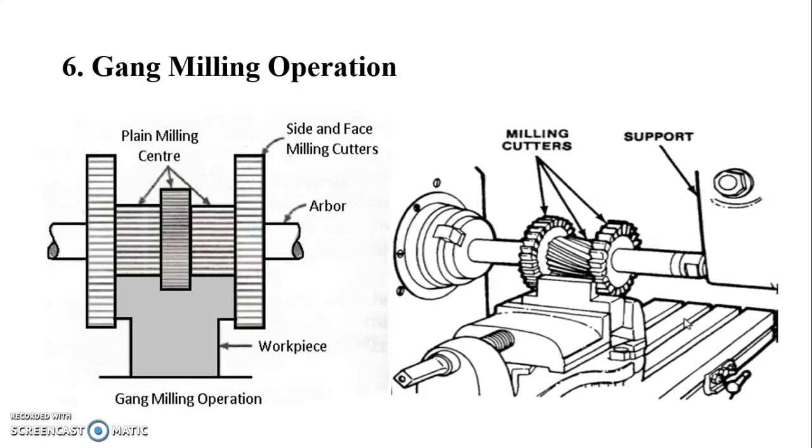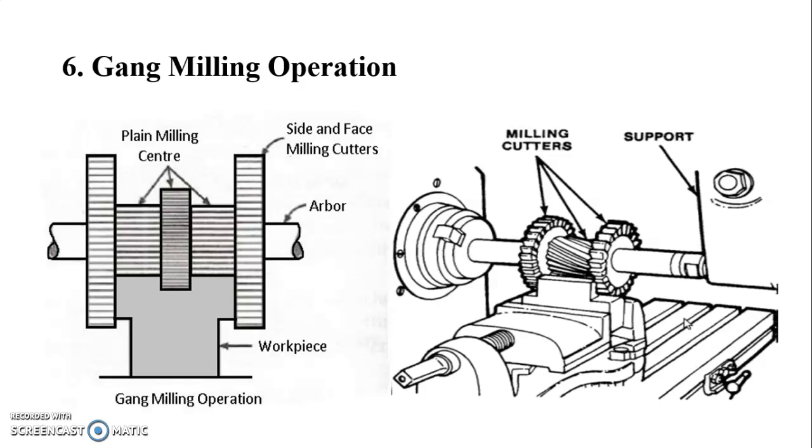So in gang milling, the cutters are mounted on the arbor of a plain milling machine. The distance between the cutters is correctly adjusted by means of spacing collars. For example, several workpieces need a slot, a flat surface, and sometimes angular grooves. The usual method is to mount two or more milling cutters of different diameters, shapes, or widths on an arbor, as shown in the figure.